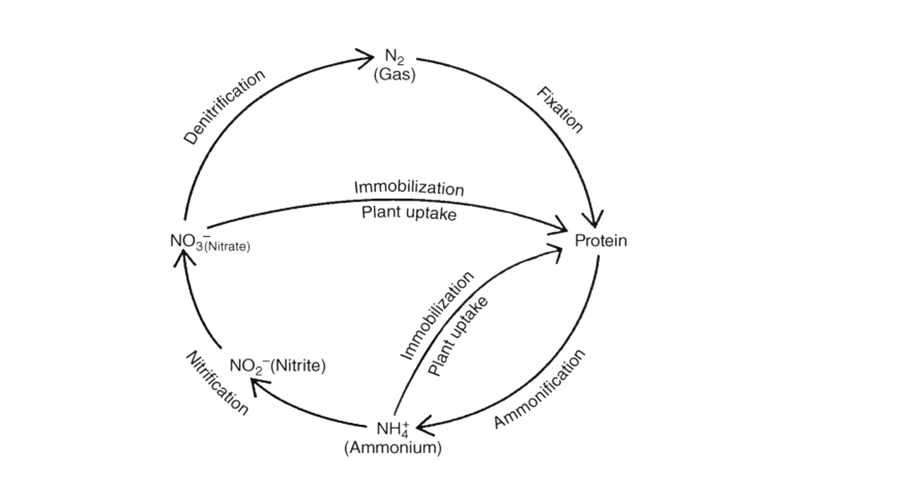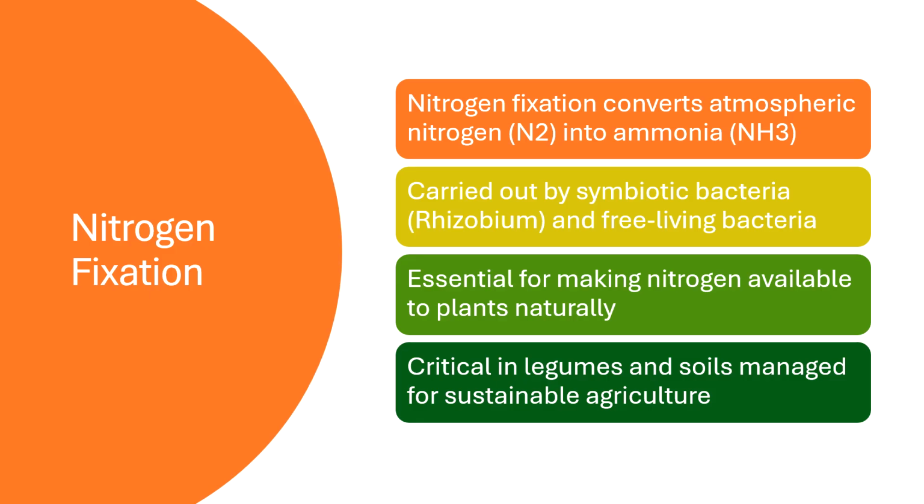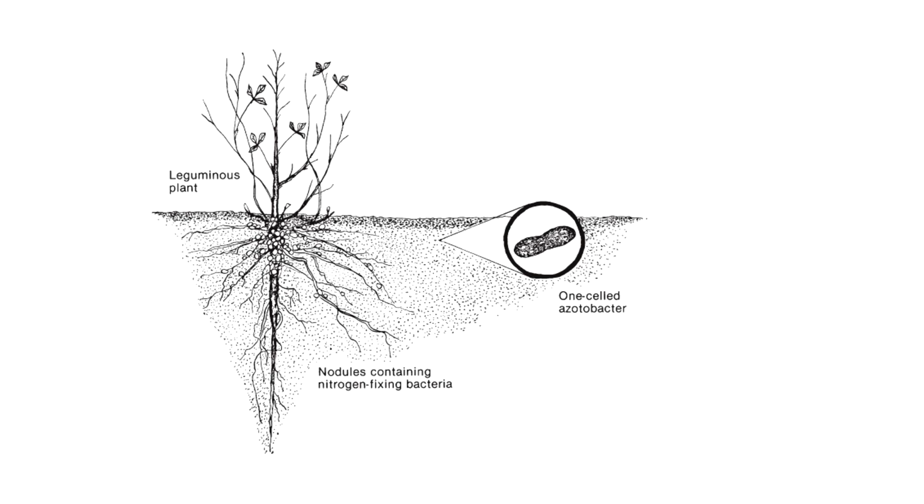The figure comes from your textbook and looks at the nitrogen cycle. Nitrogen fixation converts atmospheric nitrogen, or N2, into ammonia. This is carried out by symbiotic bacteria and free-living bacteria. It is essential for making nitrogen available to plants naturally. Nodules on the roots of some plants contain bacteria that are capable of taking nitrogen from the air to benefit the plant.